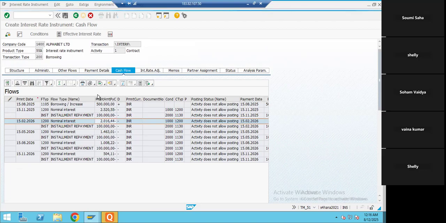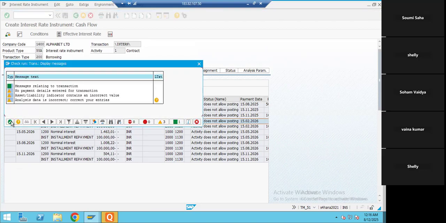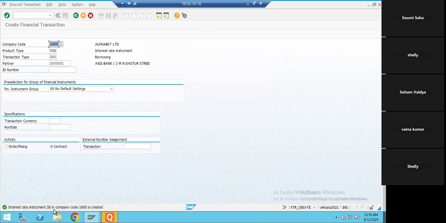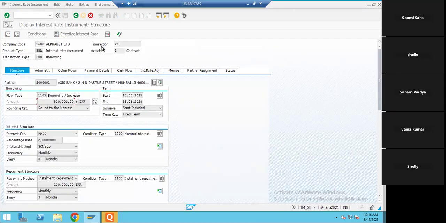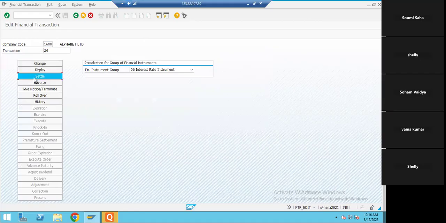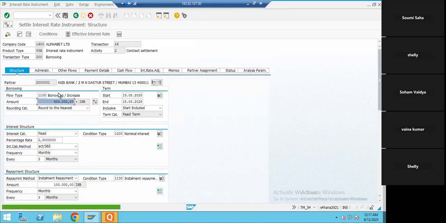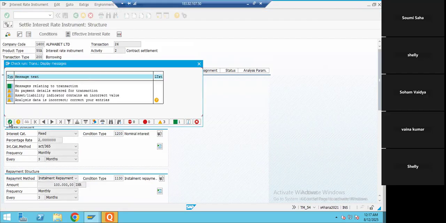Now, once you save it, your deal will be generated under a particular number. Once you see here, this is an instrument which is saved under 26. If you go here, edit, display, see, this is in contract status right now. If I go back and settle it, settling it means that I have verified that everything is correct, and now I want to settle it for further accounting. I am going to settle it.